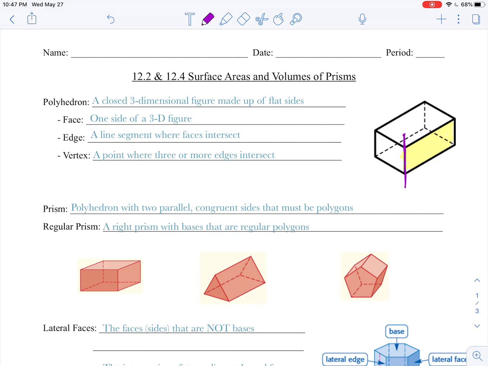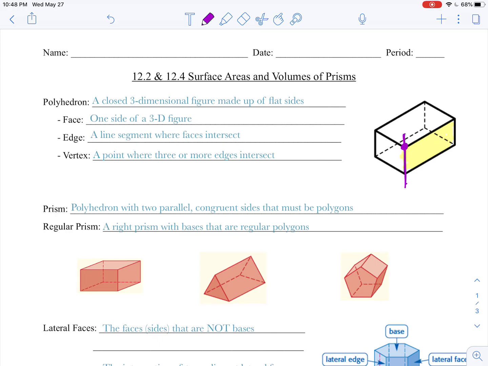An edge is where the two faces intersect. So here's one edge of the box where the right and the front sides meet up. And then a vertex is a point where 3 or more edges intersect. So one of the vertices here would be this point where the edges meet up.